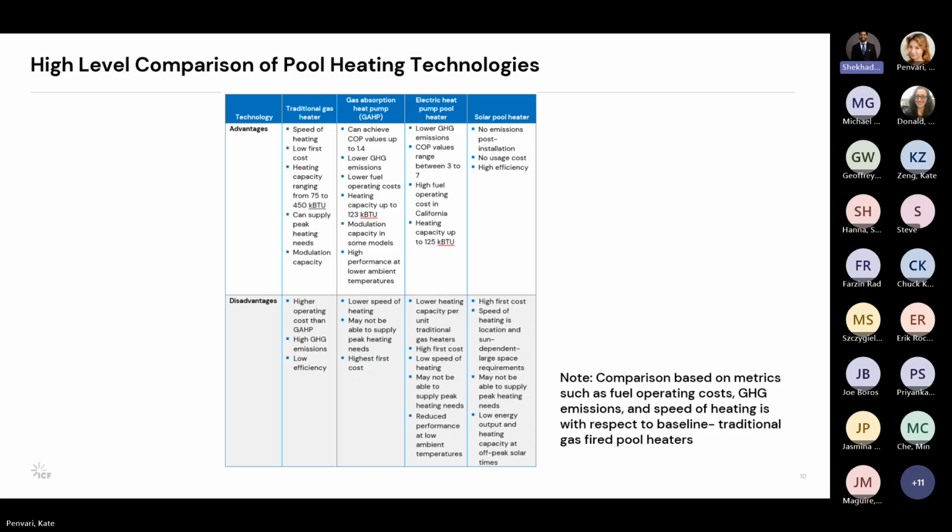So this is about the high-level comparison of different types of technologies that we considered during the literature review or SME interviews phase, and then we added these technologies into our existing Excel-based tool. Next.